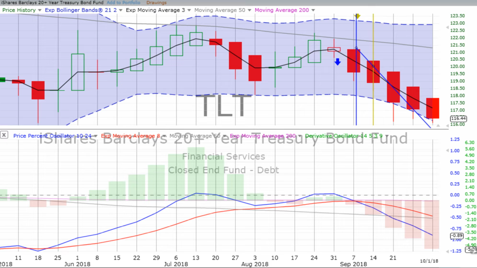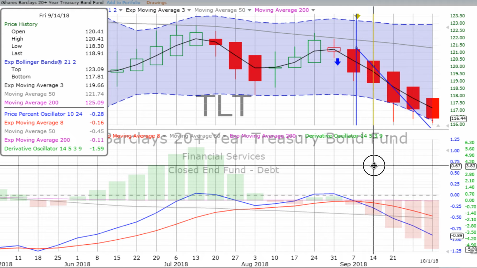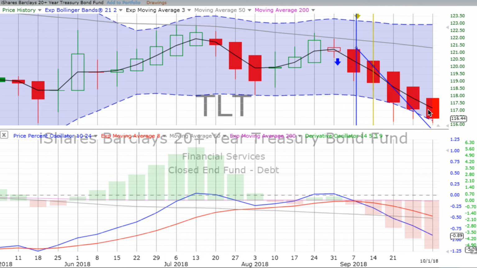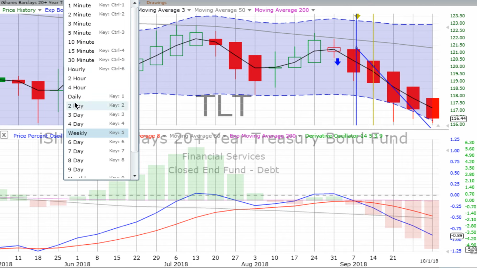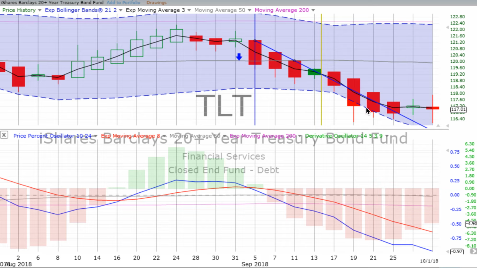Now we go to bonds. Bonds have been in a confirmed down move since we had that weekly vertical crossover back on the 14th, going into our 3rd week of nice strong down movement. Price percent oscillator heading down, derivative oscillator heading down. What do we see on that 2-day chart?